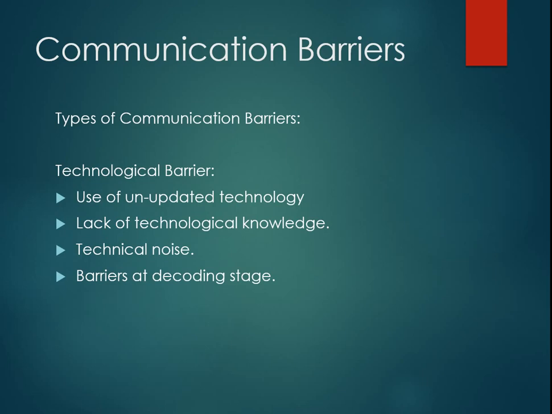Next is the technological barrier. First of all, why is there a barrier in communication? Because we may not be updated with the technology. Like in present times of COVID-19, we are all at home, there is no university going on, all the classes are held online. So there are so many methods to use and disseminate information, like we are taking online classes from Google Classroom. So we need to tackle the situation, whatever it may be.